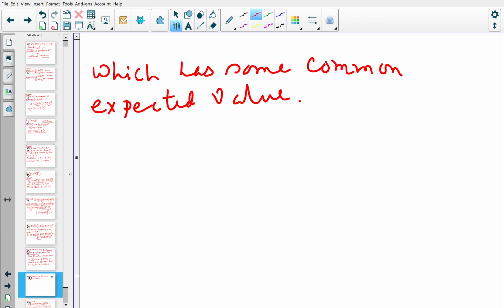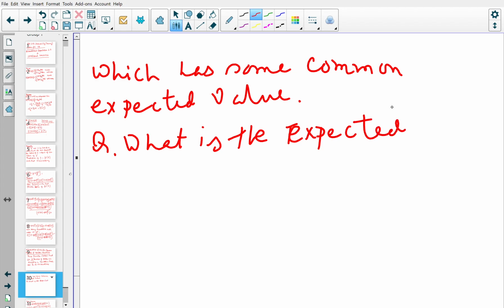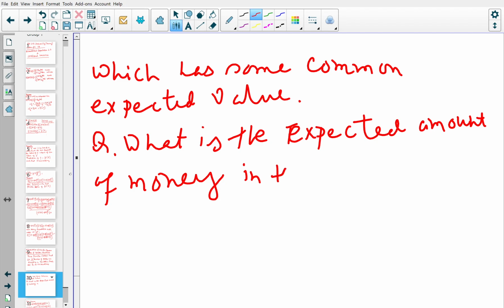Then the question is: what is the expected amount of money in that fund?